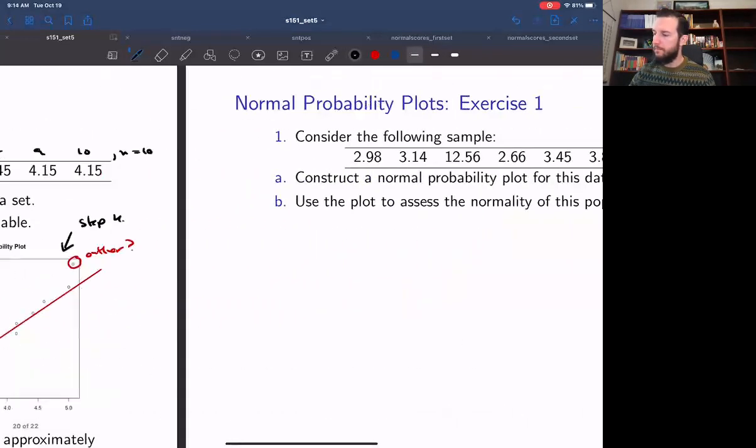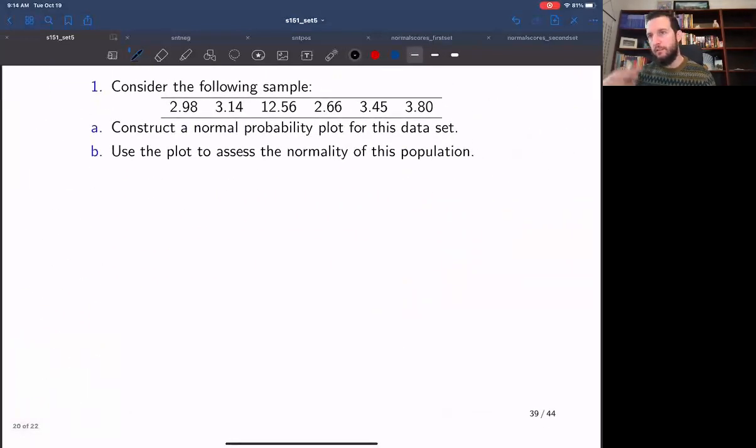Okay, so I just want to go over an exercise of building the plot now. Okay, so we have the following sample. We're being asked to construct a normal probability plot and then comment on whether or not the variable of interest is normally distributed. So we're just doing what we did in the previous illustration, but I've broken it into 2 parts.